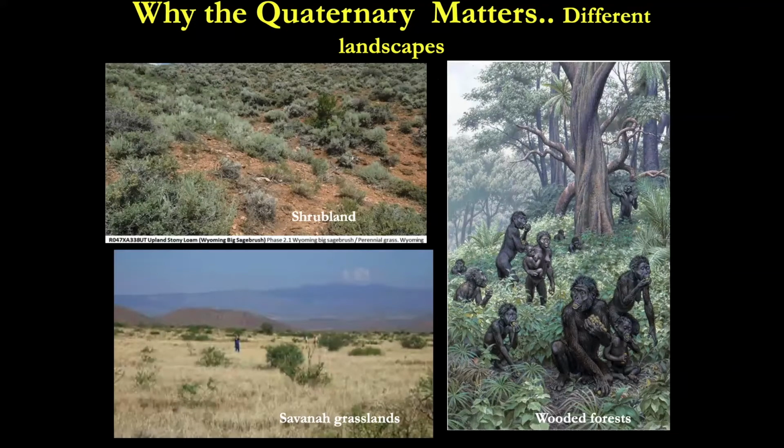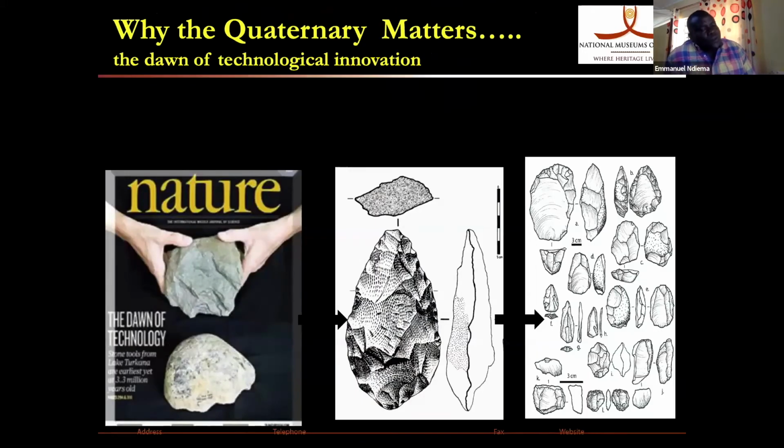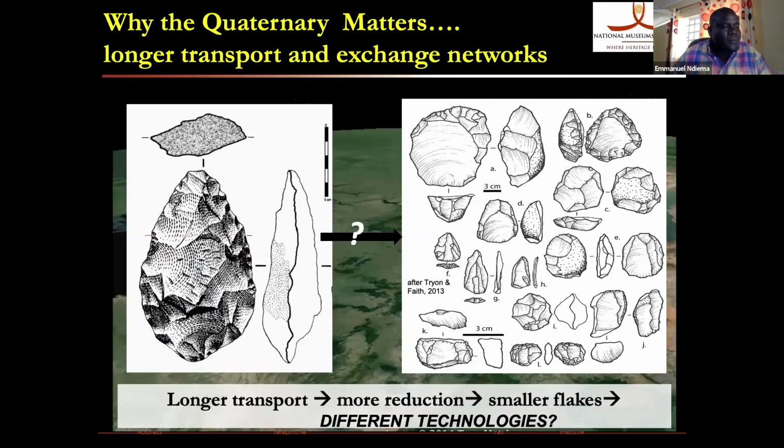So there are still the different environments that opened up and therefore provided different kinds of resources. Also in the quaternary, in the dawn of technology, we have the Oldowan technology getting more refined and being able to exploit different kinds of resources, tools getting refined and being used to perform different tasks. We also have longer transport and more reduction, later leading to smaller flakes. So this reducing of the toolkit meant that the tools could be transported to greater distances, meaning new lands could be opened or accessed that could not previously be accessed.